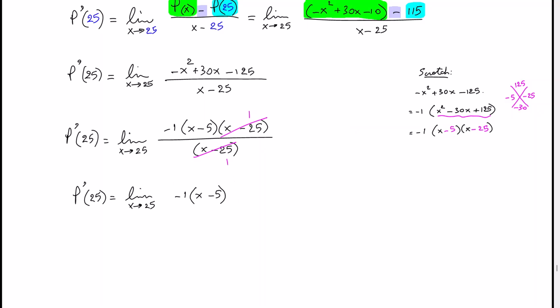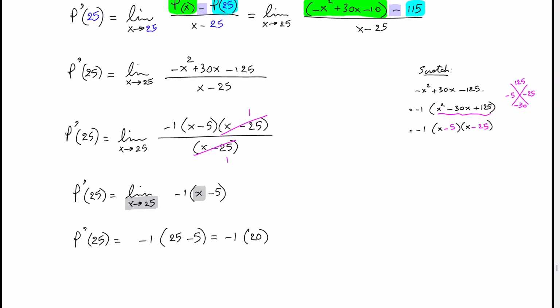What I'm supposed to do now is take the x, which is approaching 25, and plug it in. So use direct substitution, and let's see if it works. And obviously, it's going to work in this case. So I'm going to end up with negative 1 times 25 minus 5, which is negative 1 times basically 20. So the total is negative 20.